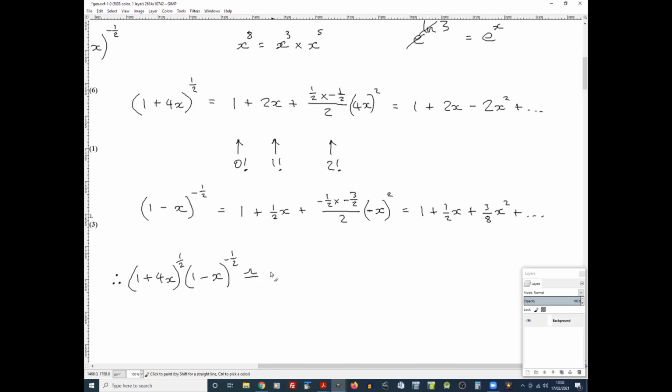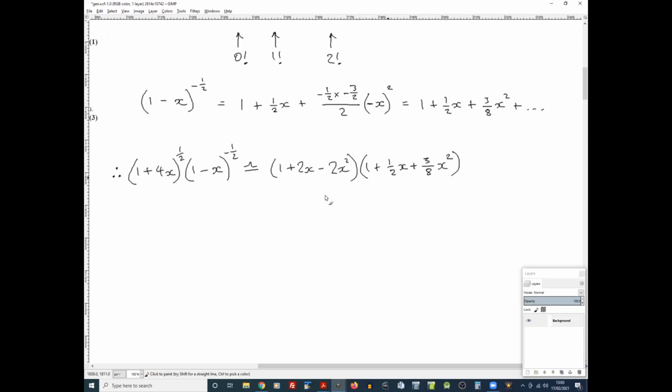Could you just say 1 plus 2x minus 2x squared, times all of that, times 1 plus a half x plus 3? Yeah. Because they're only going to keep getting smaller and smaller, aren't they? Exactly. Some of these are going to be too small to worry about, interestingly. We'll see them in a minute. But we're only going to bother with that, and then we're going to throw away some of that as well in a second. So what do we get?